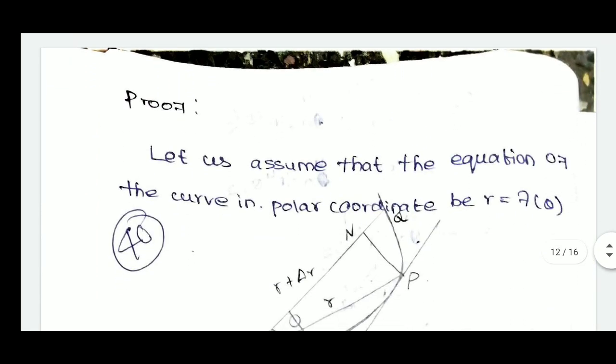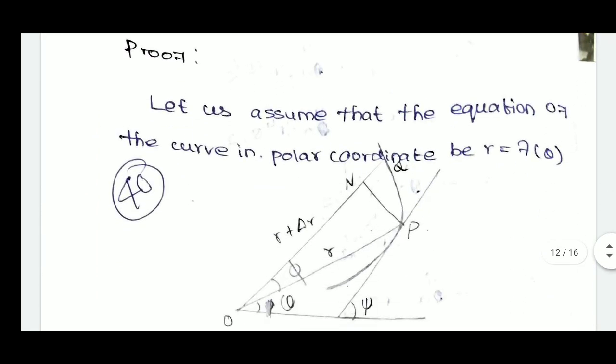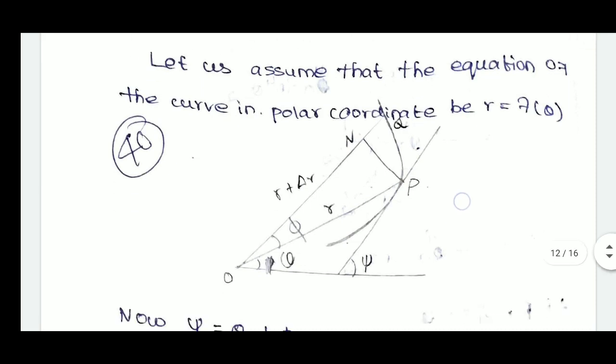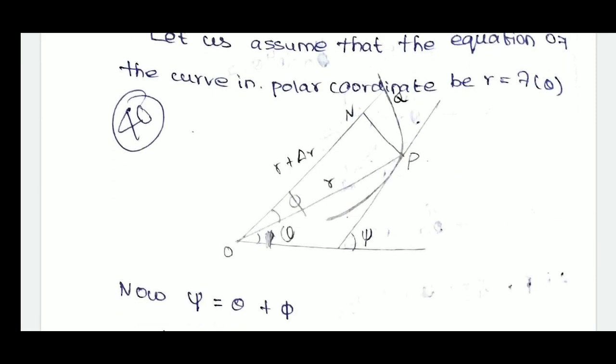Proof of the formula. Let us assume that the equation of the curve in polar coordinates is r equal to f of theta. In the figure we draw O as the origin, and the slope line at P, where the angle of the slope is psi. From the origin we draw two lines. One angle is theta, another angle is phi.